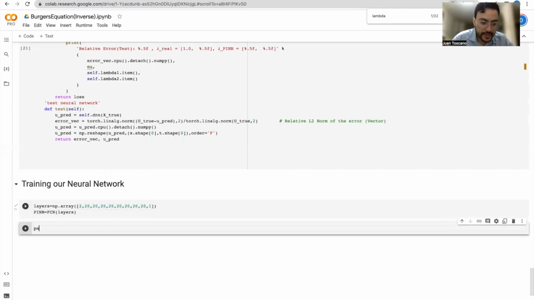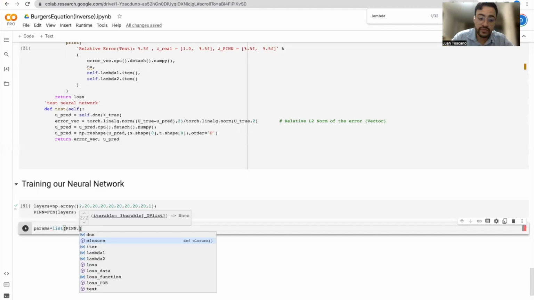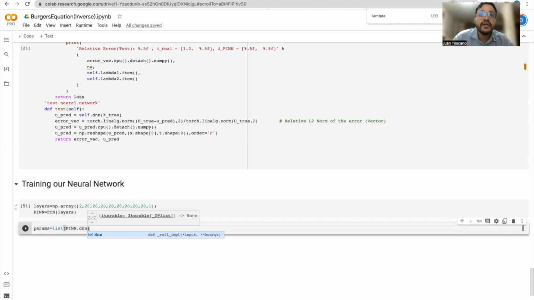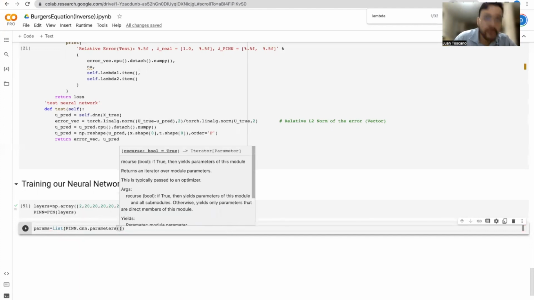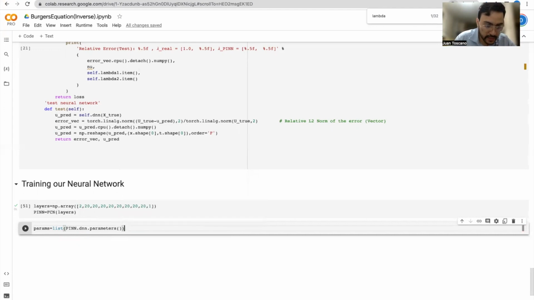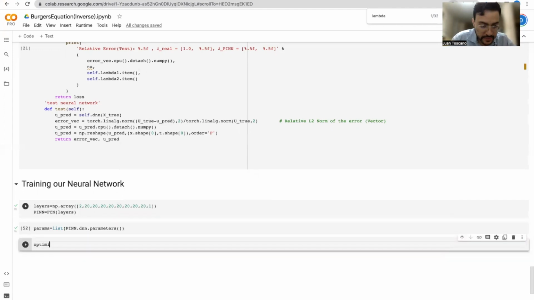Now let's isolate the parameters. We need this information to feed our optimizer. So let's say list of PINN. Remember that our deep neural network is inside of our PINN. Then we go parameters. We're good. So now let's define the optimizer.